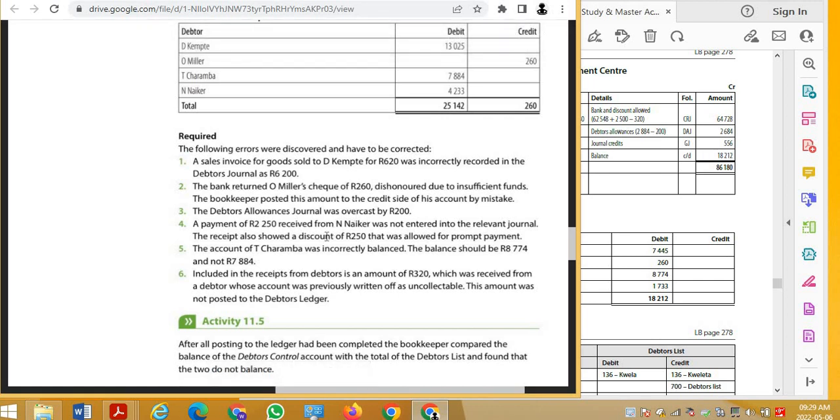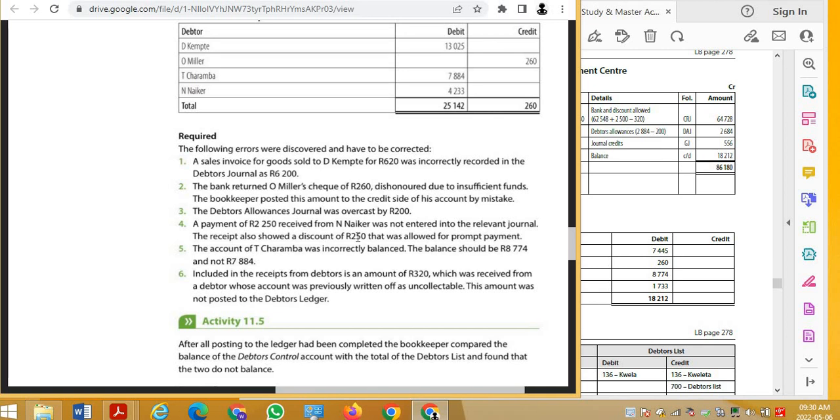Number 4. A payment of 2250 received from Naker was not entered into the relevant journal. Okay, so we received this money, 2250, but keep in mind that the receipt also had a discount of 250 attached to it. So we may have received 2250, but the total that was taken off his account was the 2250 plus the discount that we gave the person.